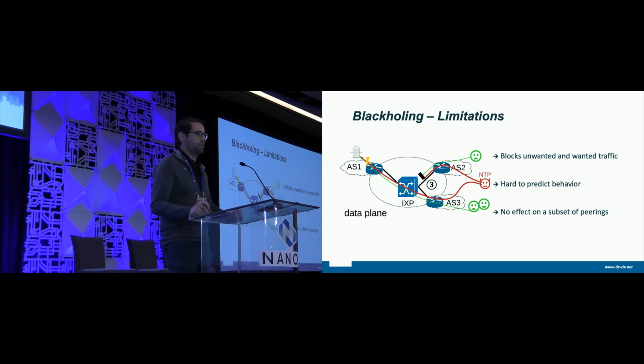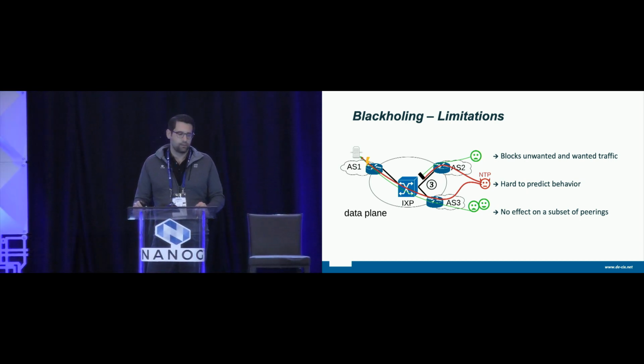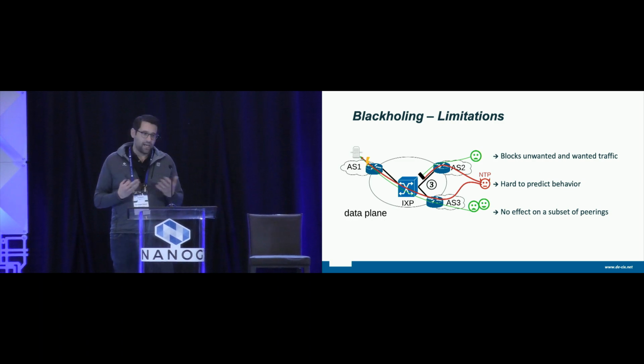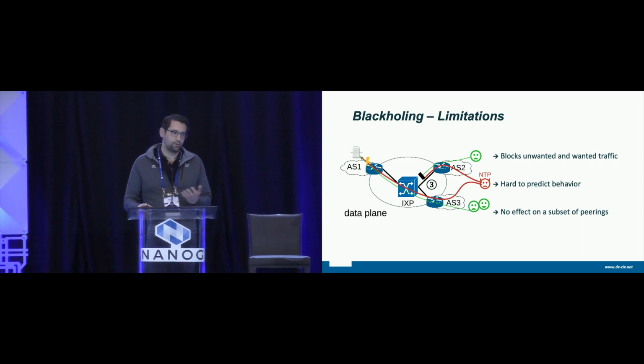So let's focus a bit on those limitations which are very obvious. IXP-based blackholing blocks unwanted and wanted traffic at the same time, right, in the instance of AS2. So it doesn't discriminate, it just blocks all the traffic towards this /32. And it's hard to predict behavior because we don't know beforehand who is going to honor the /32 and who is not. Even if we would know, we don't know beforehand from which networks the attacks are coming into our network, right? So it's just hard to predict, and we can't really count on it. And the last thing is, on a subset of peerings, it has just no effect. So the benign traffic is still going through, but also the attack traffic.